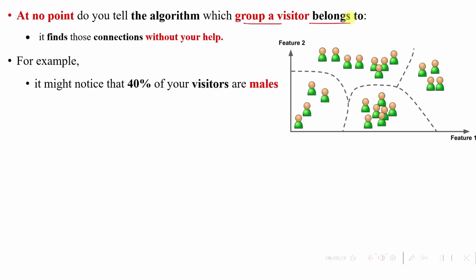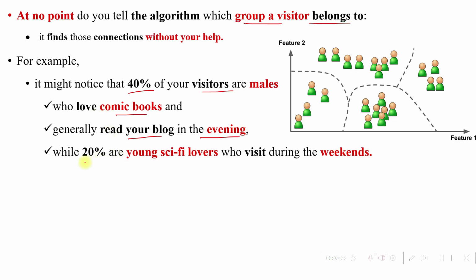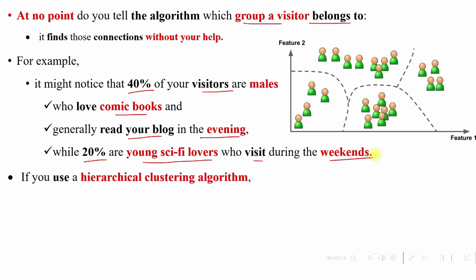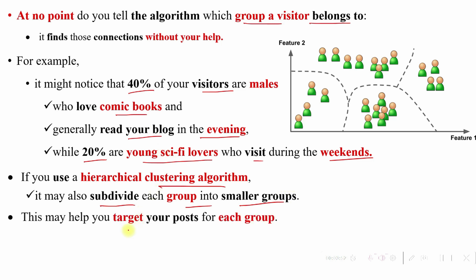For example, it might notice that 40% of your visitors are males who love comic books and generally read your blog in the evening, while 20% are young science lovers who visit during the weekends. If you use a hierarchical clustering algorithm, it might also subdivide each group into smaller groups. This may help you target your posts for each group.